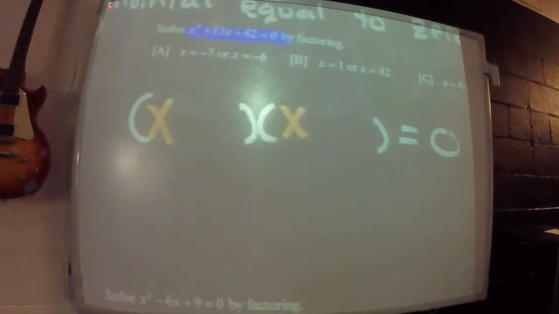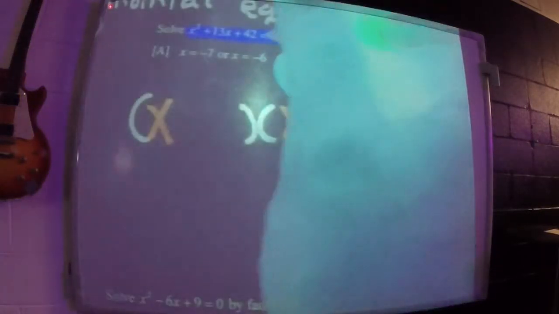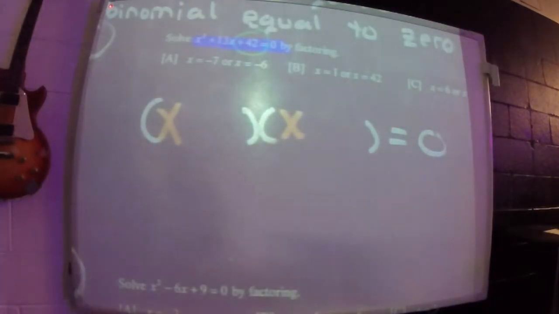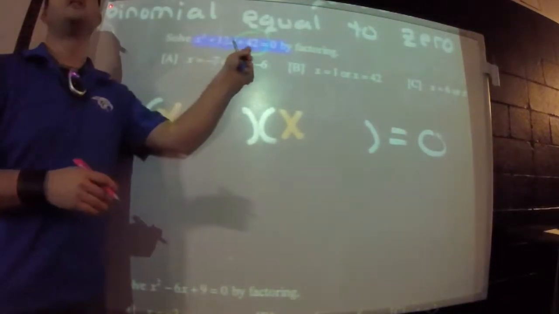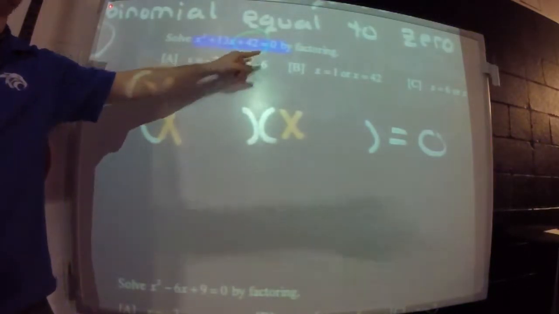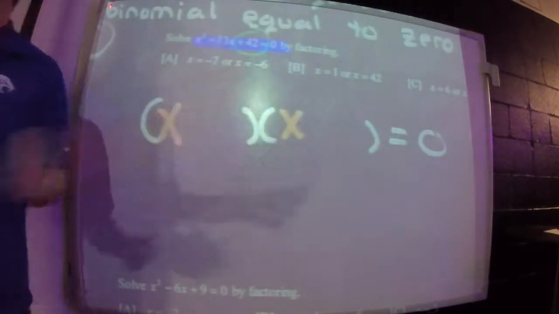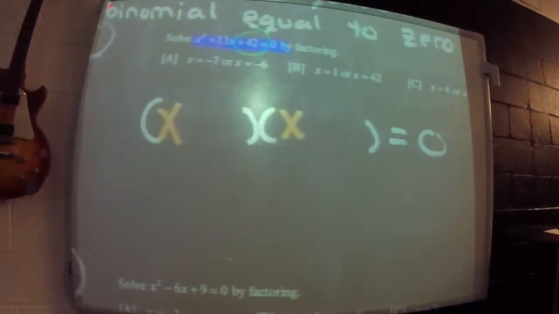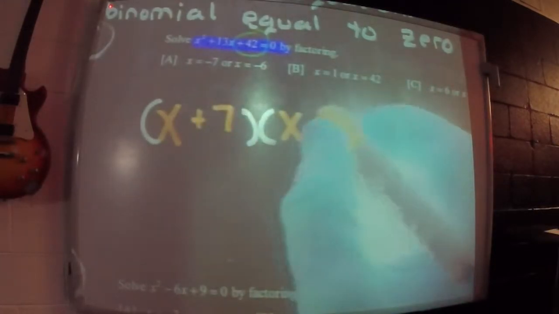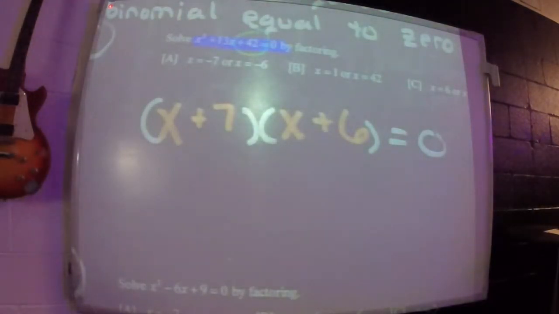Now I'm going to try to find 2 numbers that multiply to what? 42. I need 2 numbers that multiply to 42, and they have to add to what? 13. There's a lot of ways to get 42: 42 and 1, 21 and 2. But the ones you want need to add to 13. A lot of you got it on the first guess. It was 7 and 6, or 6 and 7, either way. So I put those in there like that.